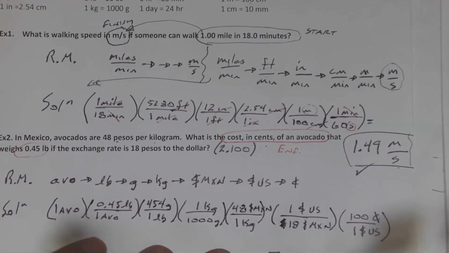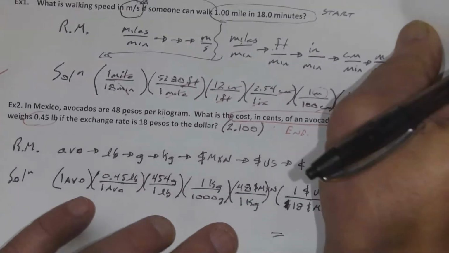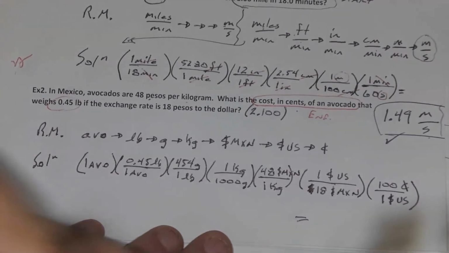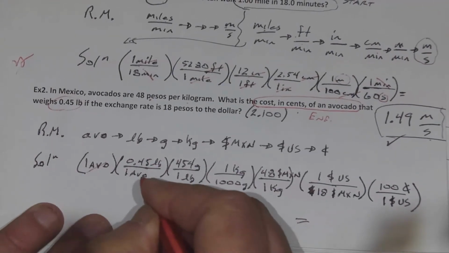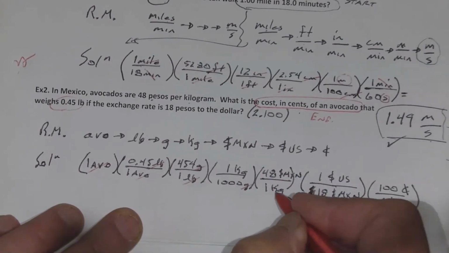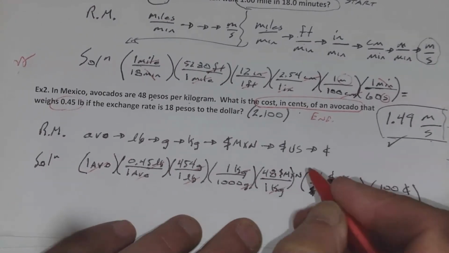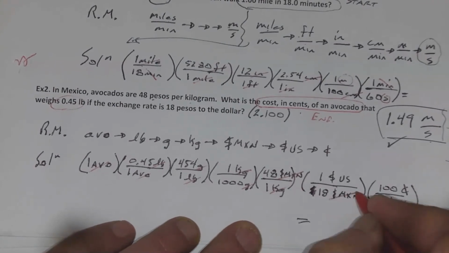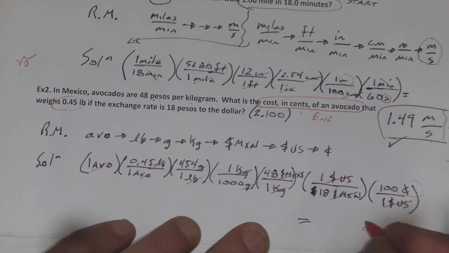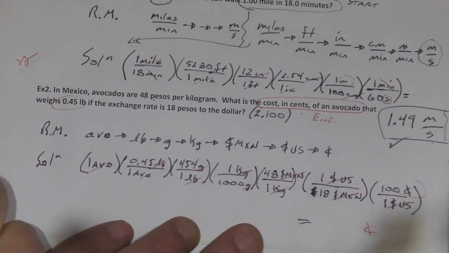All right. Oops, give myself a little more breathing room here. Do the units cancel? We hope so. Well, our avos was sort of trivial, so that cancels. Pounds cancels. Grams cancels. Kilograms cancel. The Mexican peso cancels. The US dollar cancels. I'm left with cents. So it looks pretty good.